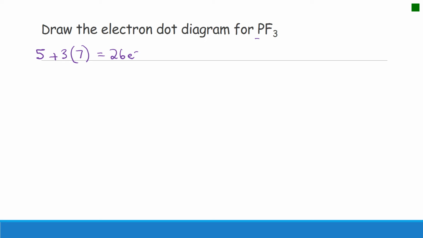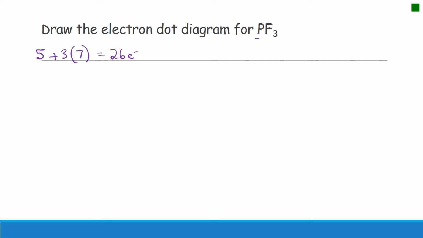Now, because phosphorus has only got 5 valence electrons, it wants 3 more. So it is capable of forming 3 bonds. Fluorine, on the other hand, has got 7 valence electrons and only needs 1 more valence electron. So it's only capable of forming a single bond. The one that is most capable of forming the most bonds goes in the middle.